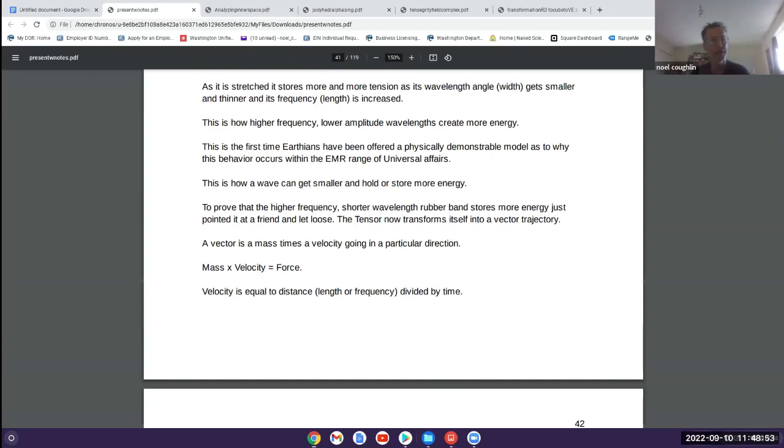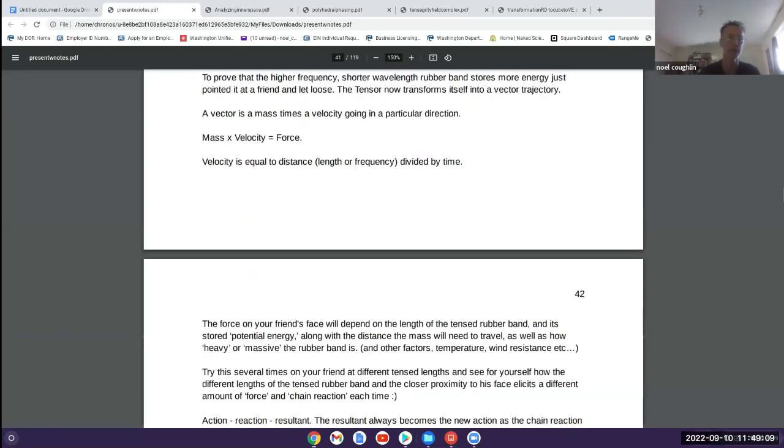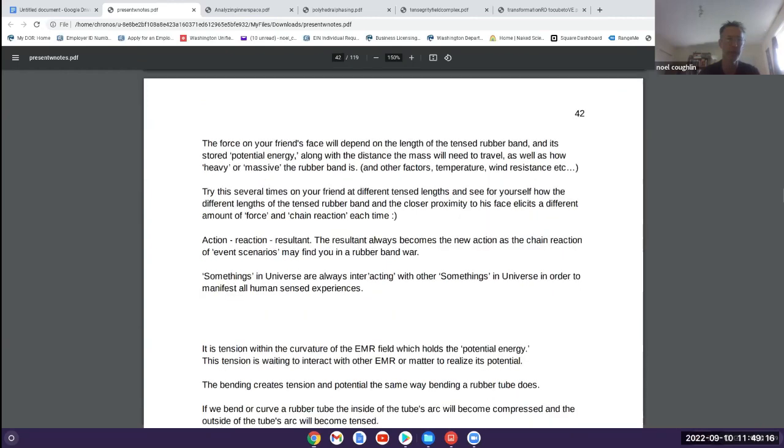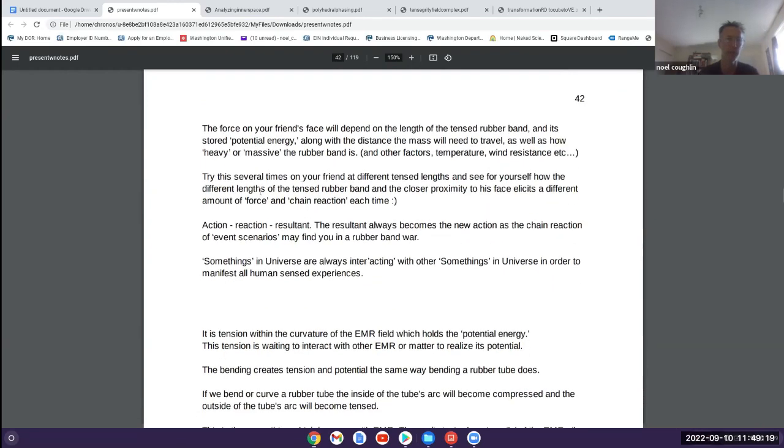To prove that the higher frequency, shorter wavelength rubber band stores more energy, just point it at a friend and let loose. The tensor now transforms itself into a vector trajectory. A vector is a mass times a velocity going in a particular direction. Mass times velocity is equal to force. Velocity is equal to distance divided by time. I get silly here, but really what it is that some things in universe are always interacting with other things in order to manifest all human sensed experiences.